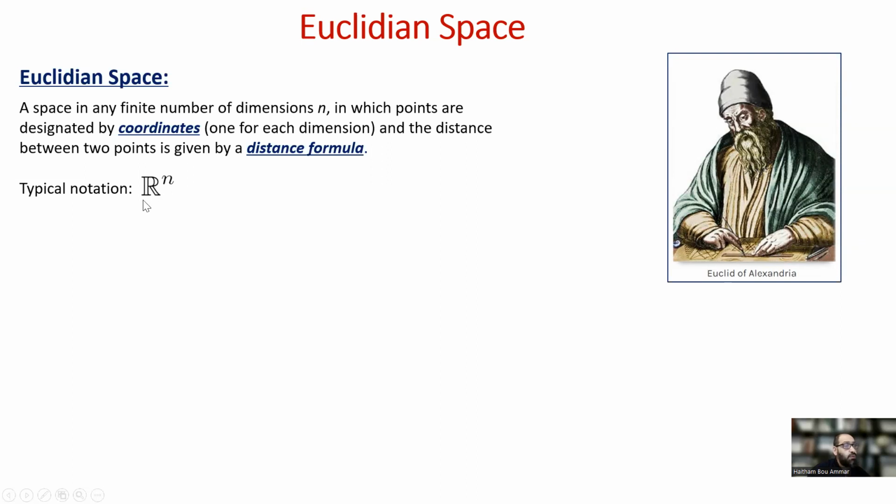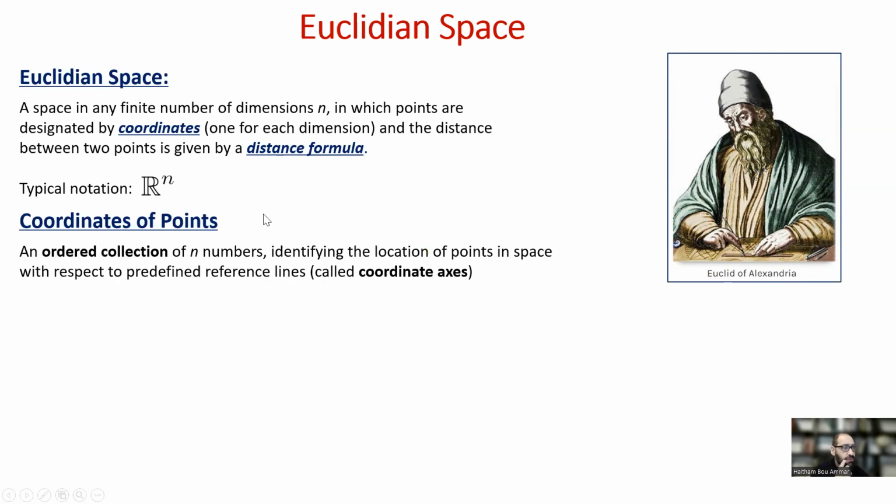So when you look into this R to the power n, what we are actually saying is that we have a space in n dimensions, made of real numbers in this example, and each of the points in that n-dimensional space can be described by coordinates, and we can define distance between these points. But what are coordinates? Coordinates we can define as follows: an ordered collection of n numbers.